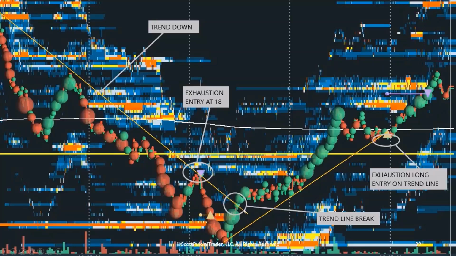Then what happens? They get a trend line break. You look for that. You know that price goes from a trend down to a trend up and vice versa. So whenever you have a trend down, look for a break of the trend, and see if the momentum kicks in and you can find another long setup.